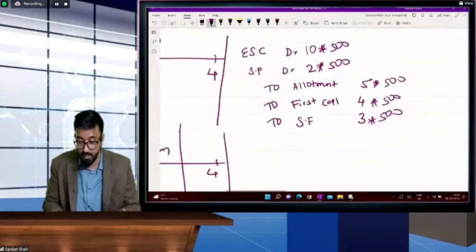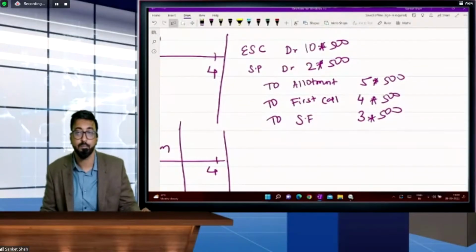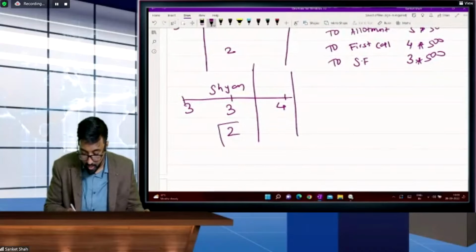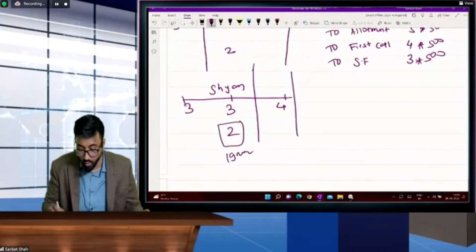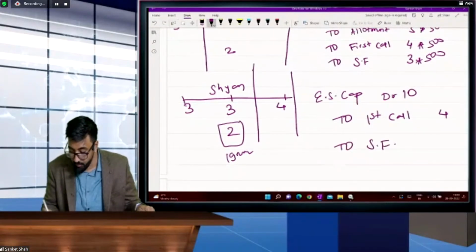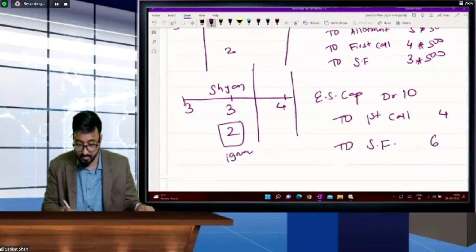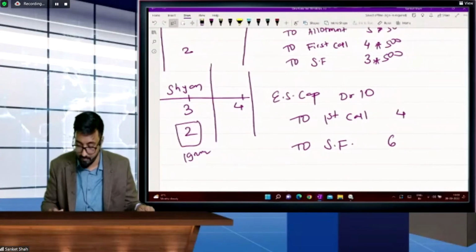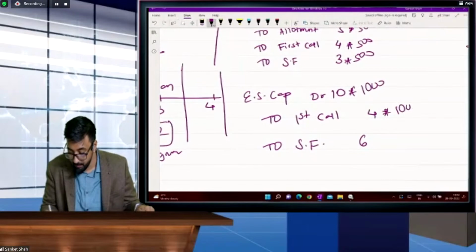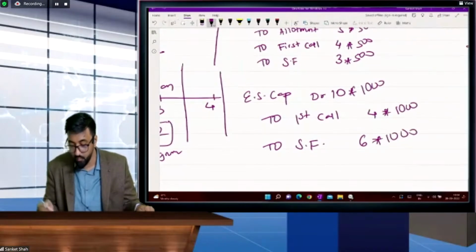This is of Ram. Sham's 2 is received, therefore ignore it in the forfeiture entry. Equity share capital 10, to first call 4, to shares forfeited 6. Collected face value 1,000, 1,000, 1,000.